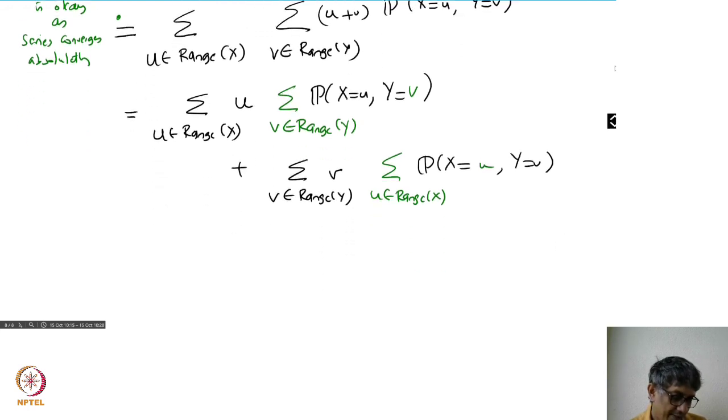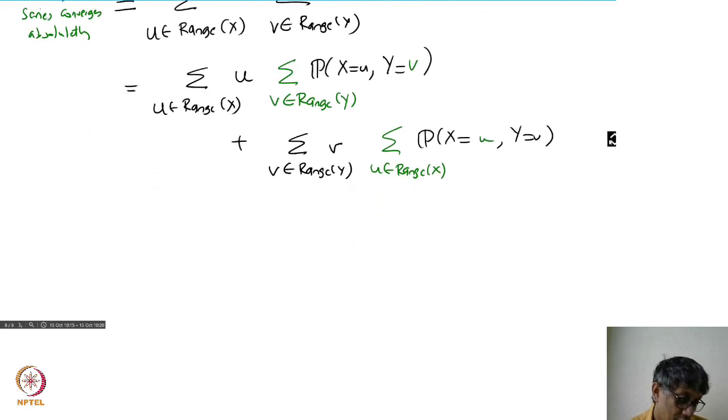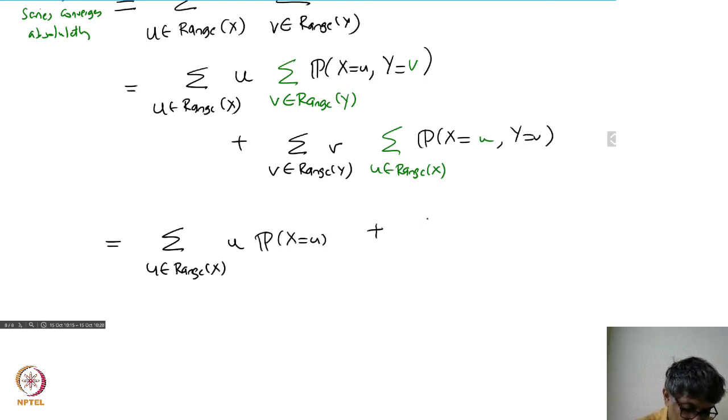Now I'm in business. Now I know that if I sum over all values of y in the range, I get the whole sample space, and they're all disjoint events. So the first thing becomes the sum over u in the range of x. So I should erase the green part. Equal to the sum over u in the range of x, u times this whole thing, which is just the probability that x is equal to u. And here I have the sum over the range of y, v times this whole thing, which is going to be the probability that y is equal to v.